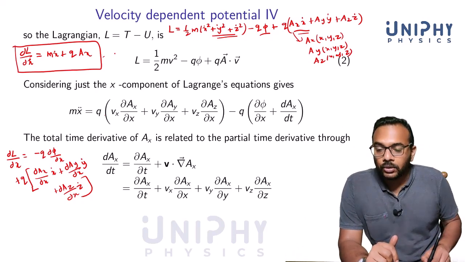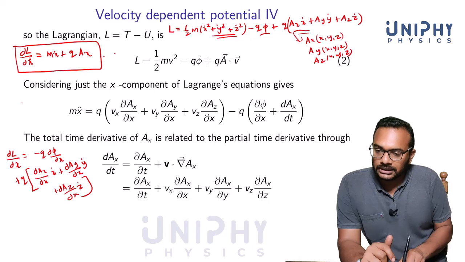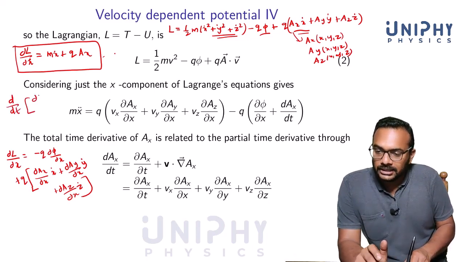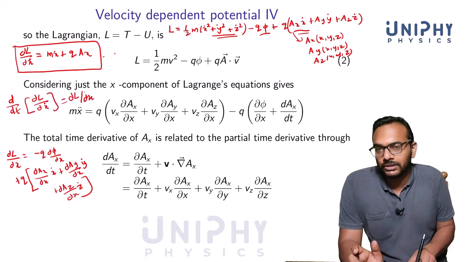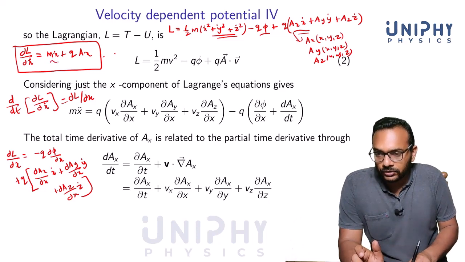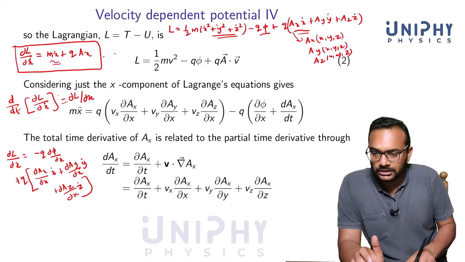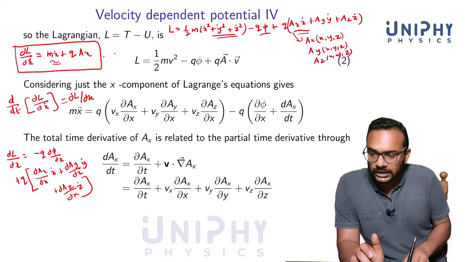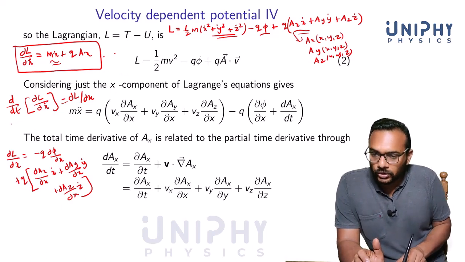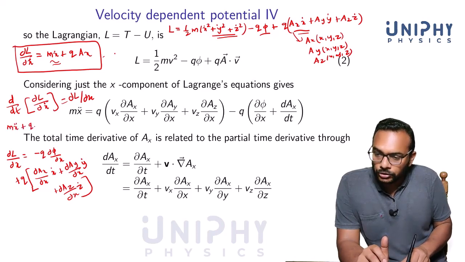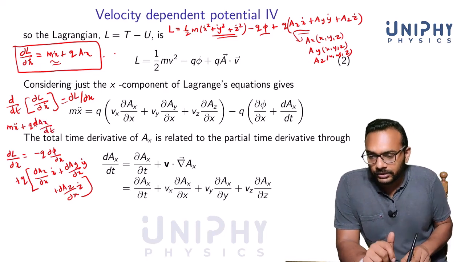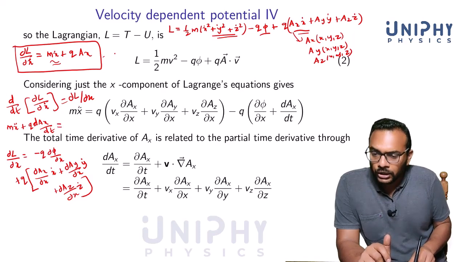Now what's the equation of motion? The equation of motion can be written as d/dt of ∂L/∂ẋ is equal to ∂L/∂x. I'm just filling in the blanks here. So you take the time derivative of this and you get m ẍ, plus q dAx/dt, taking the time derivative there. This is equal to ∂L/∂x.